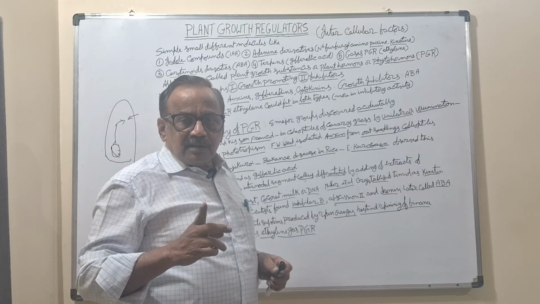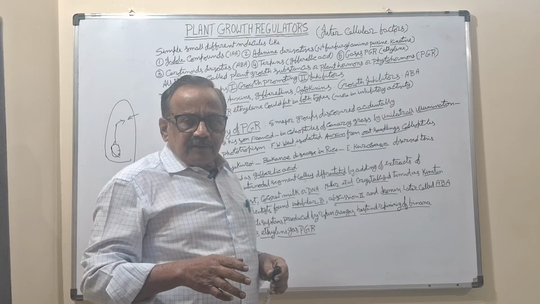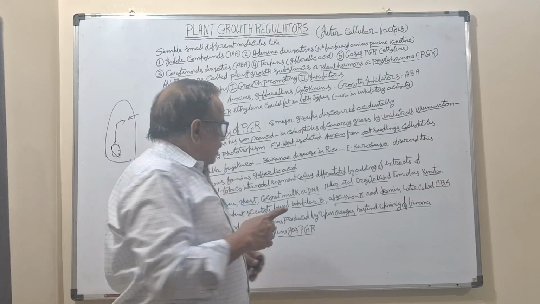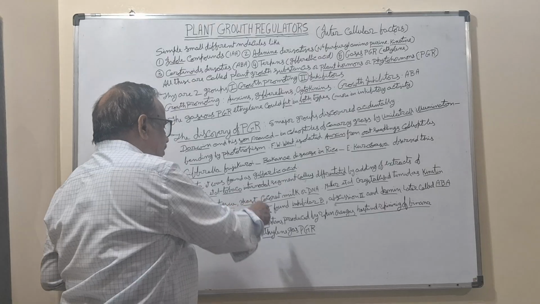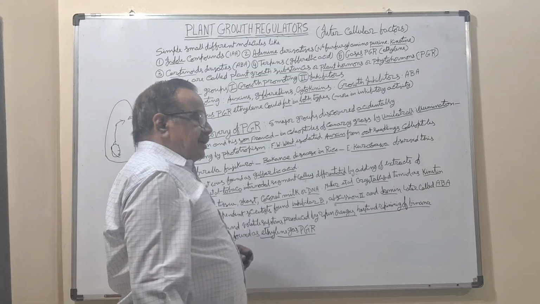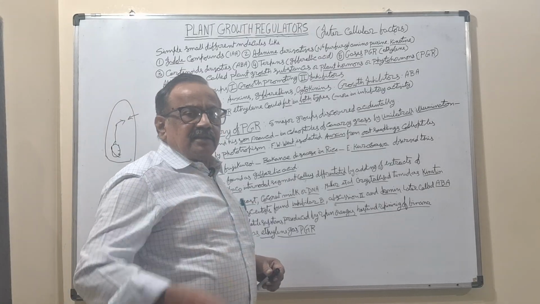So they thought something is there in whatever he has given: vascular tissue, yeast, coconut milk or DNA. They are providing something in this.